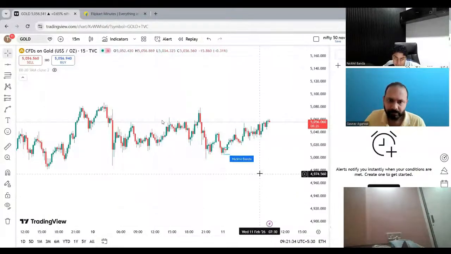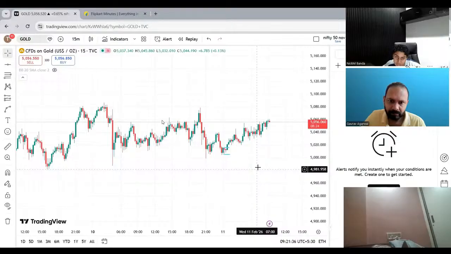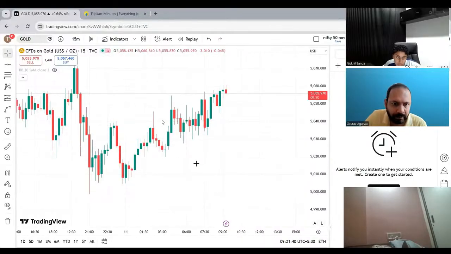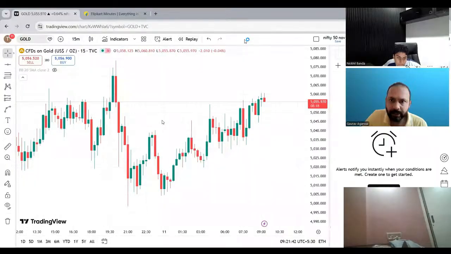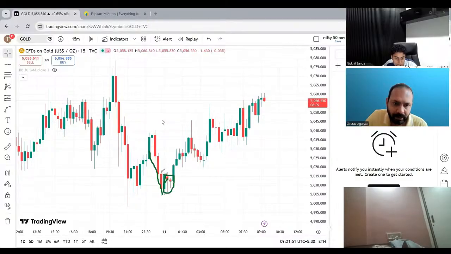So do I have to wait for it to close above the high, right? Yeah, this is a breakout here. See, first you have to see the trend, okay? So as you can see, there was a downtrend, right? And then there is a hammer, right? So once it crosses the high of this, this is a resistance. So here you can take the entry at the high of this candle.